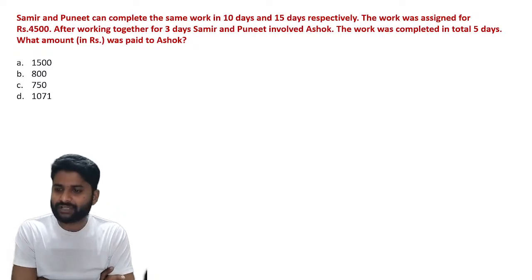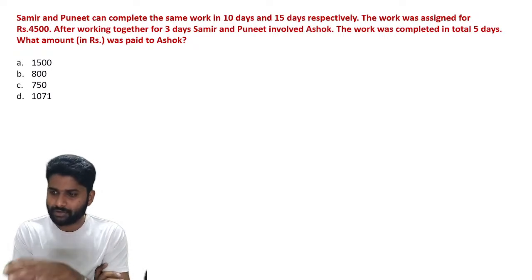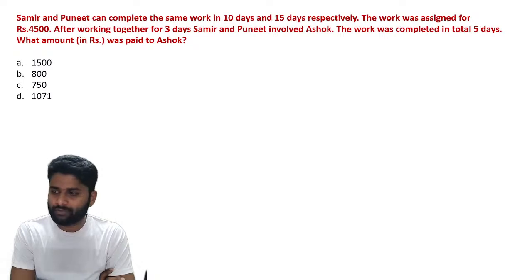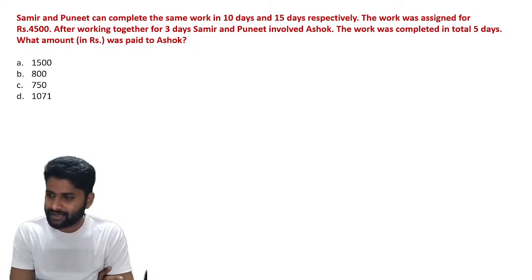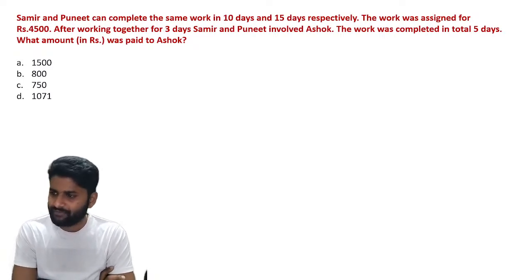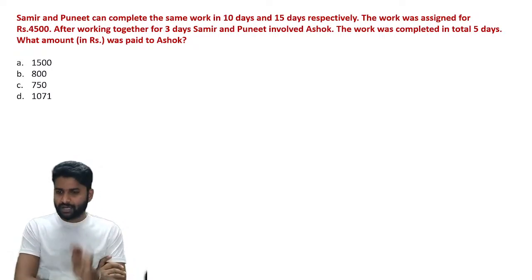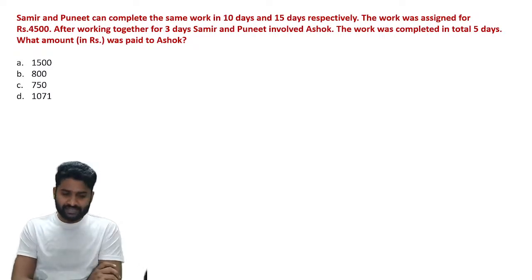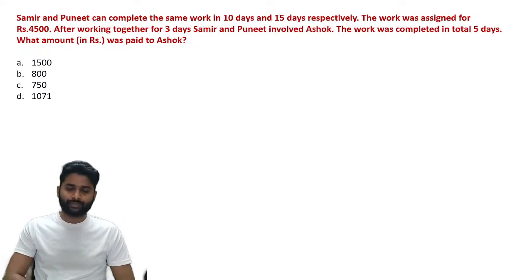After working together for 3 days, Samir and Punit took Ashok's help also. The work was completed in total 5 days. So what amount was paid to Ashok? Because Ashok completed a certain number of units, definitely his contribution is there, so we have to pay a certain amount. What is the amount we are going to pay Ashok?